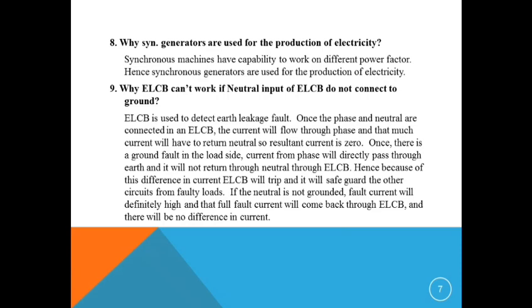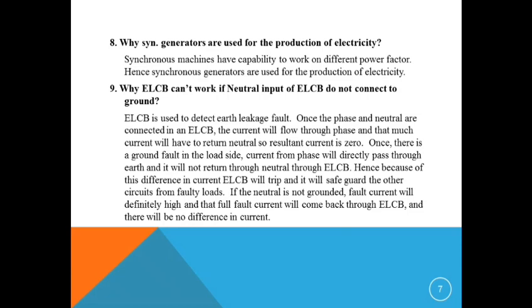Why can an ELCB work if the neutral input of the ELCB is not connected to ground? We know that ELCB means earth leakage circuit breaker. ELCB is used to detect earth leakage faults. Once the phase and neutral are connected in an ELCB, the current will flow through phase and that much current will have to return through neutral, so the resultant current is 0.